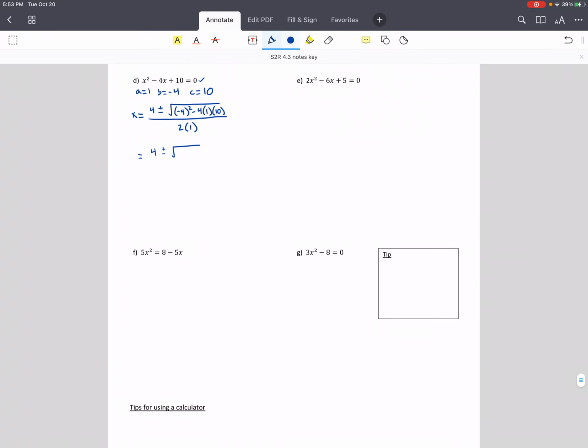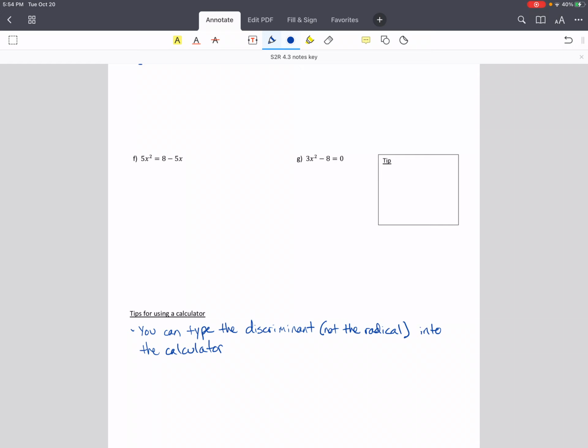You can type the discriminant, not the radical itself, but the stuff underneath the radical. You can't type in anything else because your calculator is going to give you decimal crap, and we prefer our answers to be exact, meaning we still have radicals and things in there. Also, your calculator doesn't do imaginary numbers, which is unfortunate.